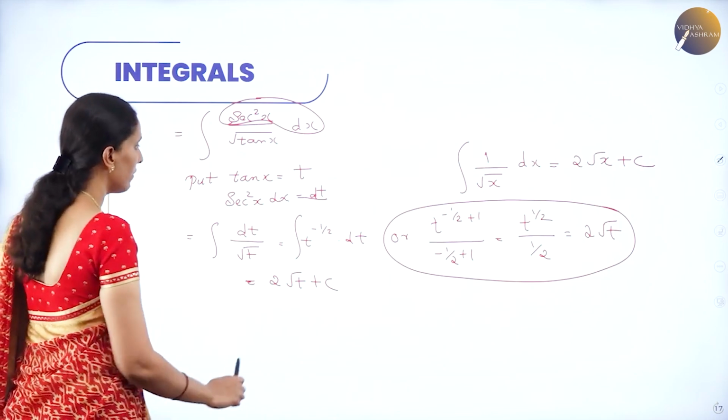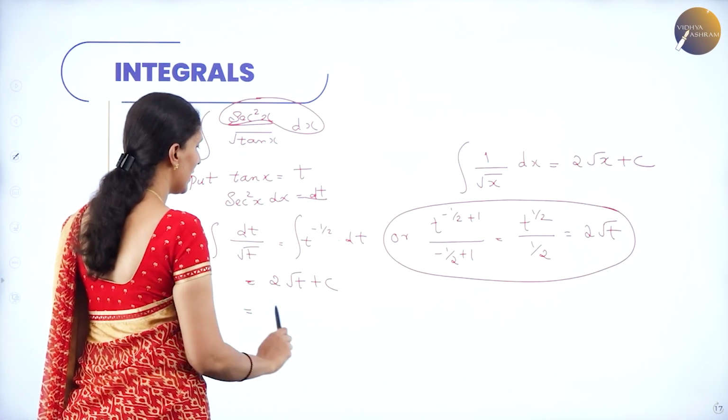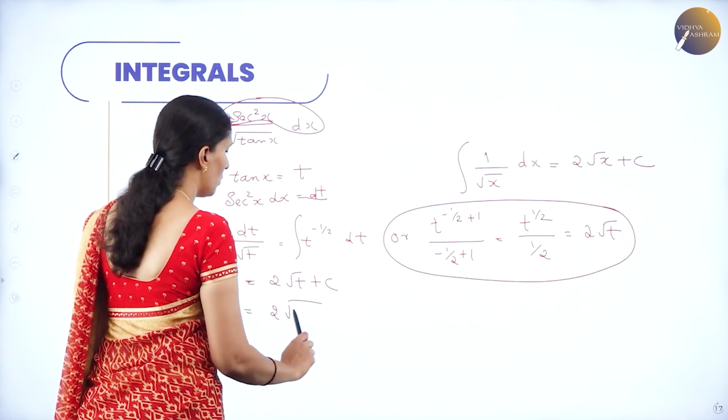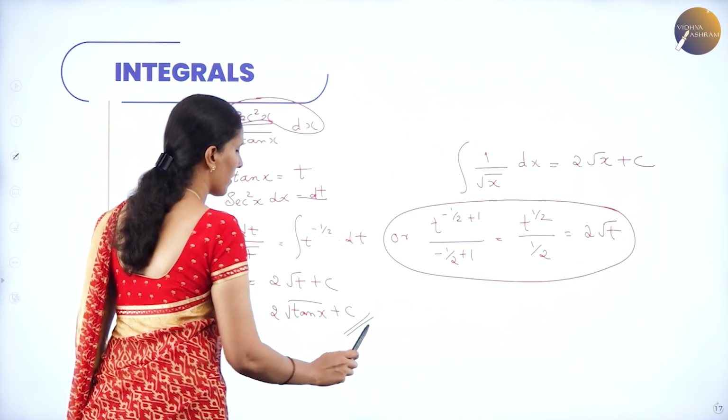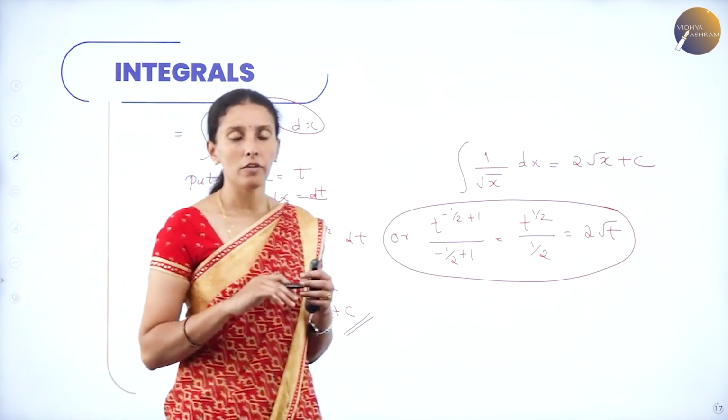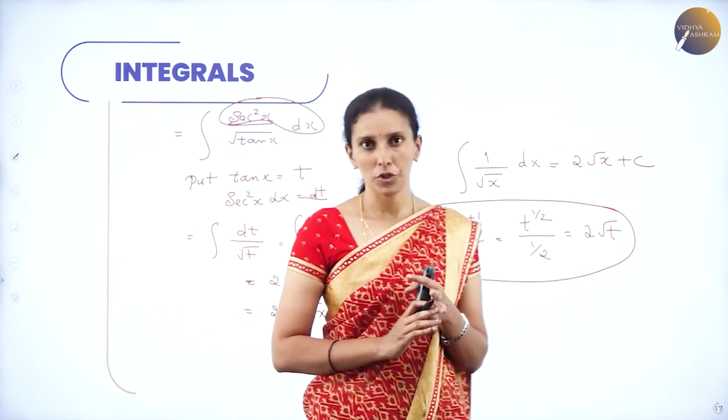But what is t we have taken? T we have taken as tan x. So therefore it is 2 times root tan x plus c. So this is how we are going to solve any sort of functions using the substitution method.